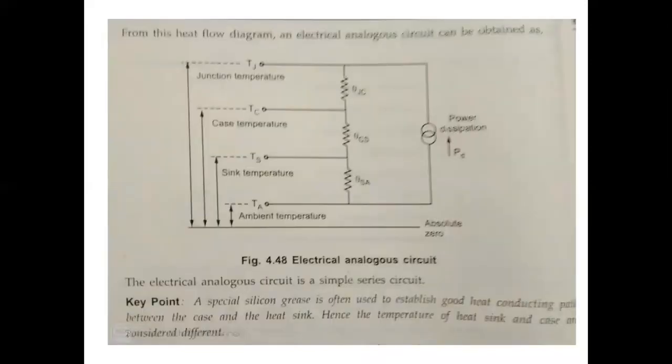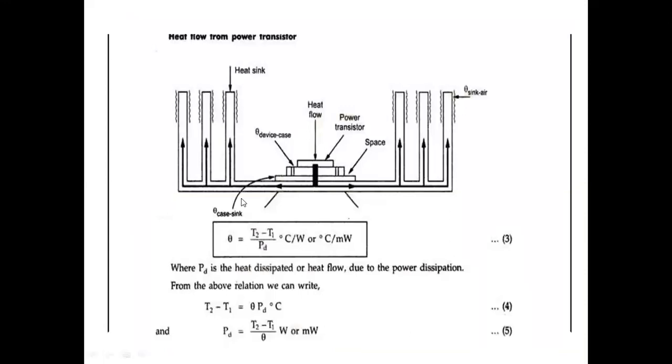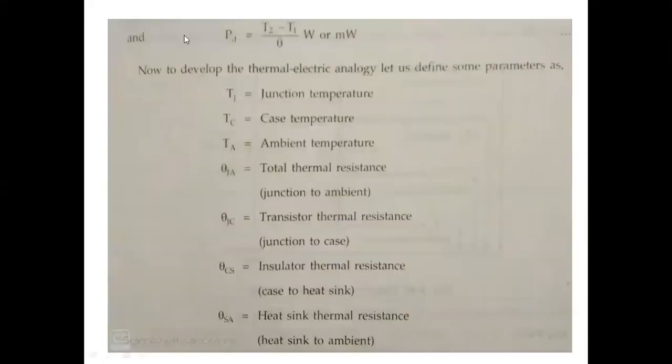So here, this figure represents, let us remind the values once again. Here we should learn some particular values. That is, Tj is equal to junction temperature. Tj represents the junction temperature, Tc represents the case temperature, Ta represents ambient temperature, and theta Ja represents total thermal resistance, that is junction to ambient.